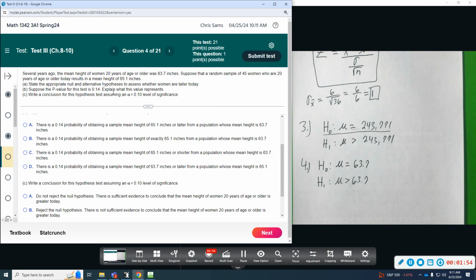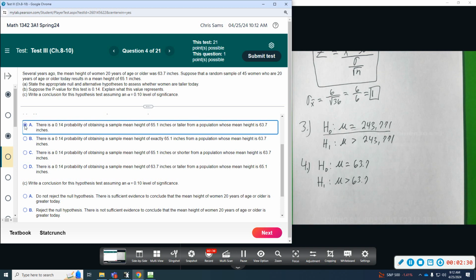Nope, we're comparing it to the mean. So exactly, well, there's a 0.14 of obtaining a sample mean height of 63.7 or taller from a population mean. Okay, yeah. Sorry. Probability of obtaining a sample mean that has this or taller from a population. Yeah, so this is the height.